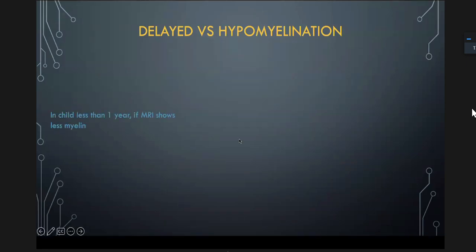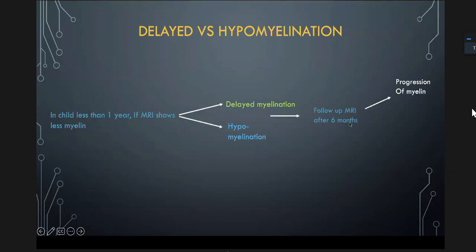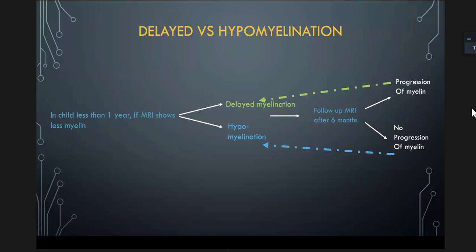Now, when a child comes to you, a child less than 1 year, so an infant, when you image an infant on MR, you feel the myelin is less. It is either because of delayed myelination or because of hypomyelination. So what do we do? We follow up with MRI after 6 months. If there is progression of myelin, it means the first scan was that of delayed myelination. If there is no progression, that means it's a hypomyelinating leukodystrophy.